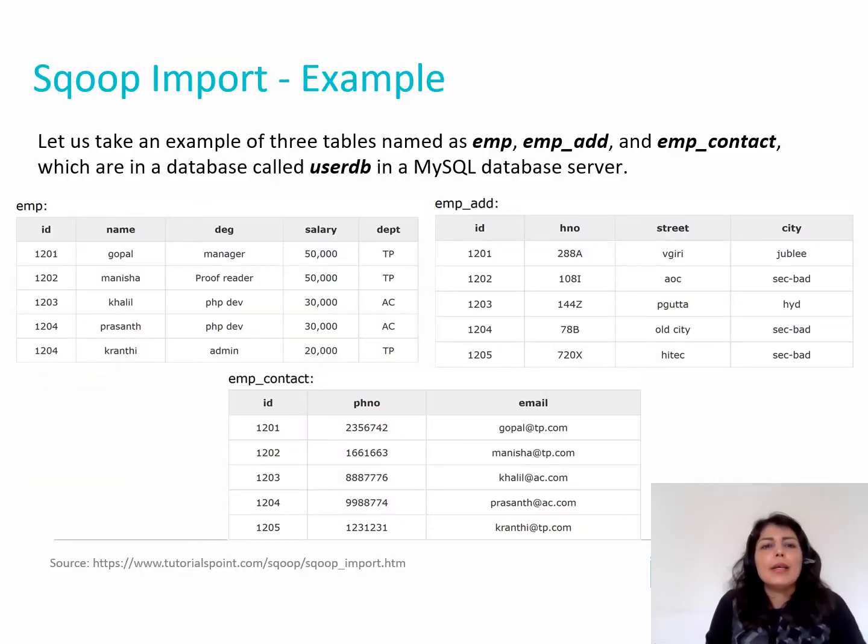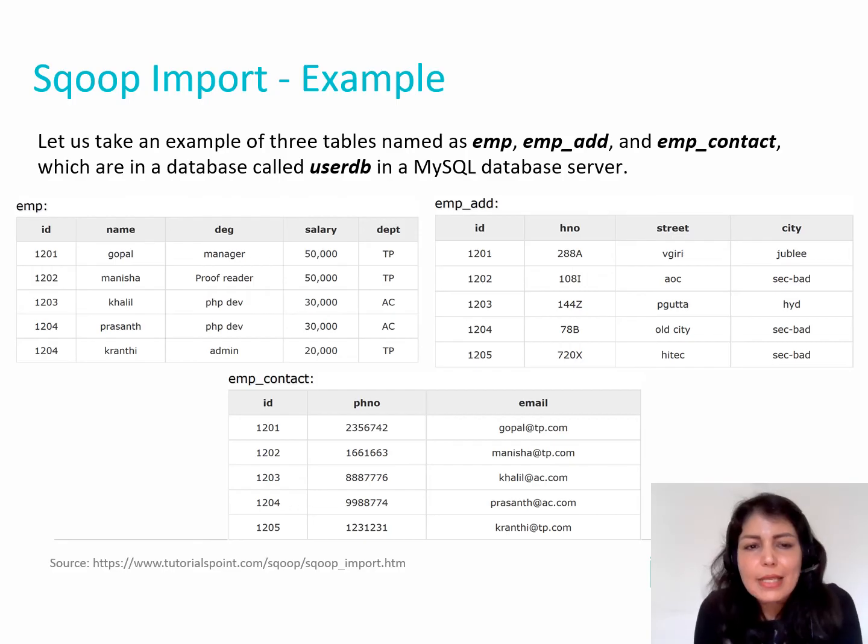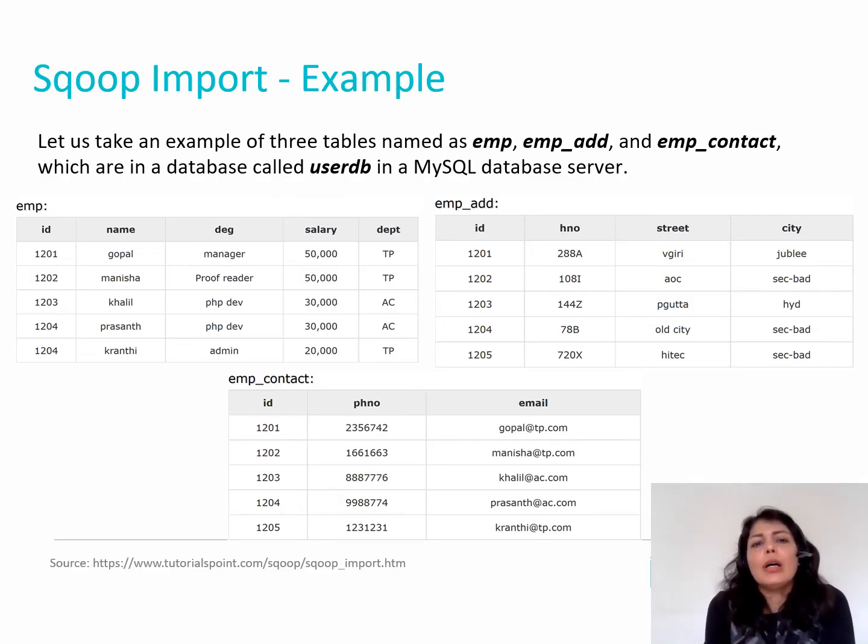Let's take an example. As you can see here, we have 3 tables: emp, emp_add, and emp_contact. Emp comes from employee. They are 3 tables of a database called UserDB, and this database is in a MySQL database server. Okay, let's see how we can work with these tables.